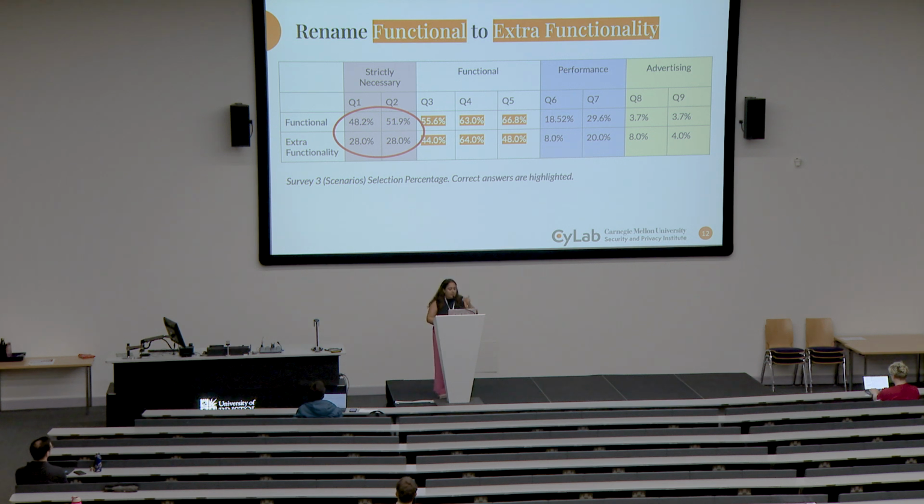So we see for functional, participants would choose the term functional 48.2% of the time for a strictly necessary question, versus extra functionality, which was only chosen 28% of the time. So we were led to believe that strictly necessary and extra functionality were not getting confused as much as functional and strictly necessary were. For performance, we noticed a similar trend where we looked at how often functional was chosen versus how often extra functionality was chosen incorrectly. So here we see in question 6, where performance categories are the right answer, functional would be chosen 18.52% of the time versus extra functionality would be chosen 8% of the time.